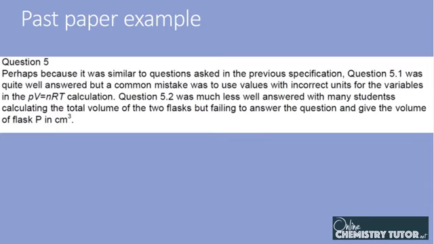5.1, well answered. Common mistake was to use values with incorrect units for the variables. I remember from marking this, so many people got the unit conversions wrong, and, well, it seemed very surprising, but there it was. Question 5.2, not answered as well. A lot of students calculated the total volume of the two flasks, but didn't subtract one from the other, didn't give it in centimeters cubed, didn't answer the question. So just be very much aware of that.